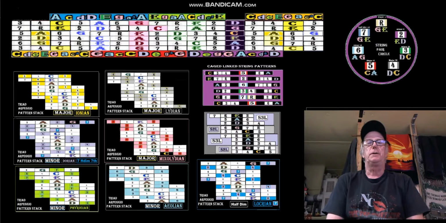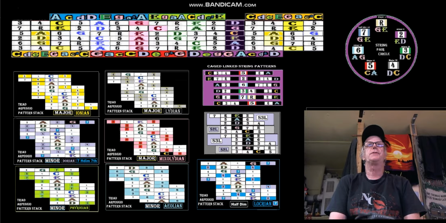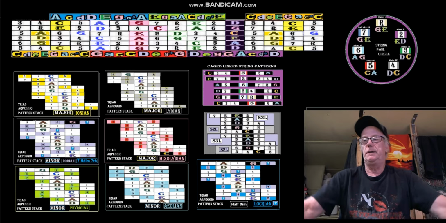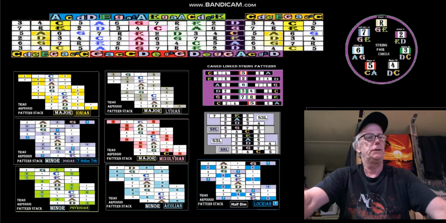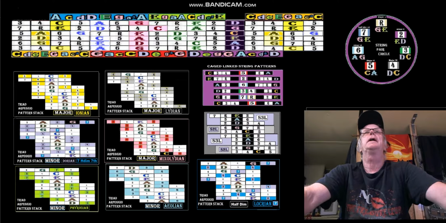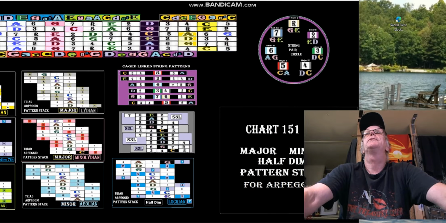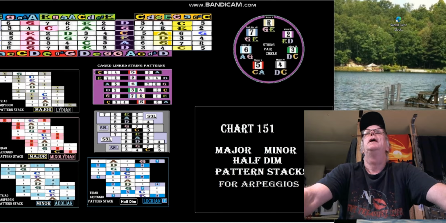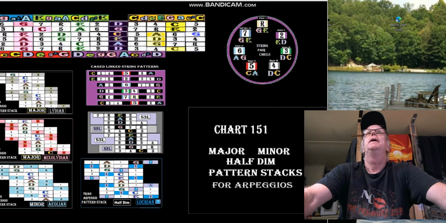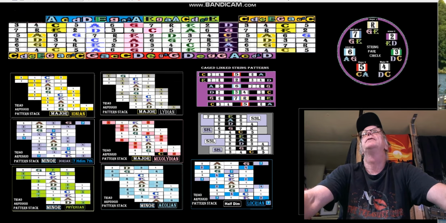We're going to be continuing today a little bit. It's Saturday morning and I worked on the charts last night, and got a couple good ideas for you today. Let's look at what we were covering yesterday, chart 151. I'll undock this. Major, minor, half diminished pattern stacks for arpeggios.